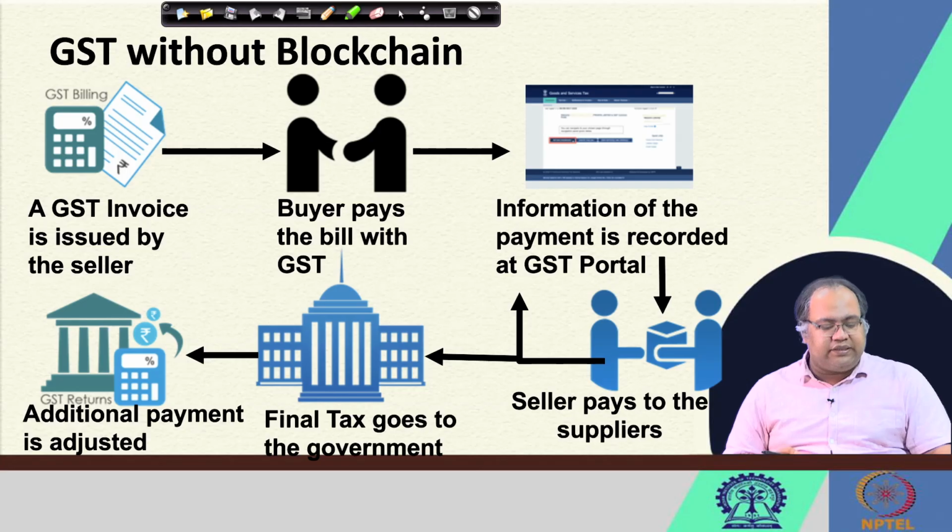Well, now if you just think about how GST is handled without blockchain. Typically a GST invoice is issued by the seller, and the buyer pays the bill with GST, and the seller registers that information to the GST portal, and finally the seller pays it to the supplier who has supplied the raw material. Then they also pay the GST and put it up in their portal, register that information, and that way the final tax goes to the government.